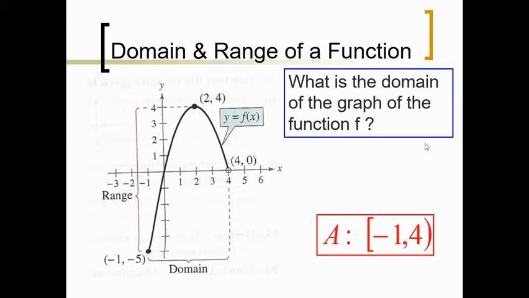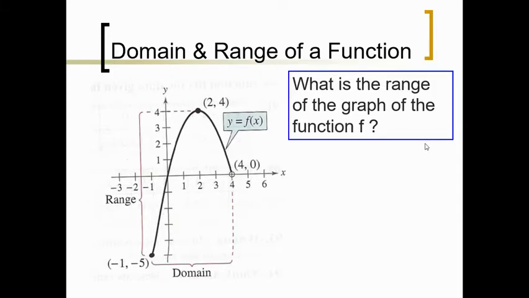So it's going to be, notice the bracket for -1 because it's included, comma, 4 parentheses because the 4 is not included. Okay, now what is the range of this graph?